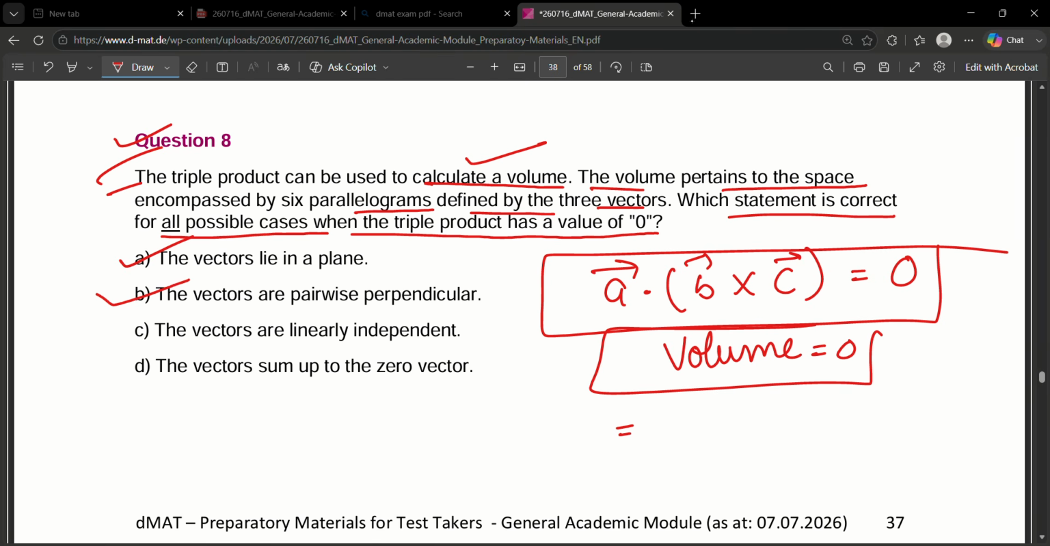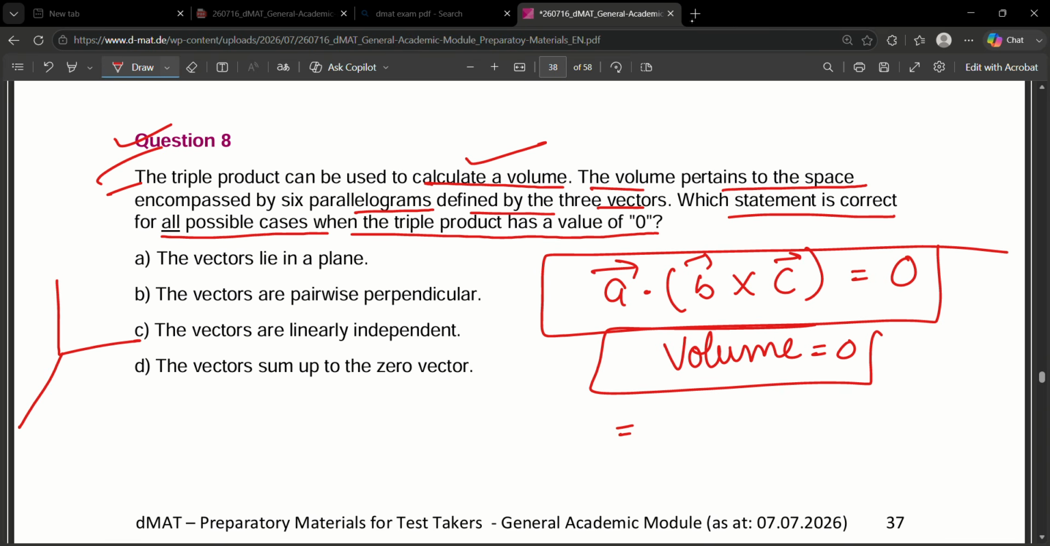The vectors are pairwise perpendicular. The vectors are linearly independent. The vectors sum up to the 0 vector. You have 4 options here. And the volume is 0 only when all vectors lie in the same plane.